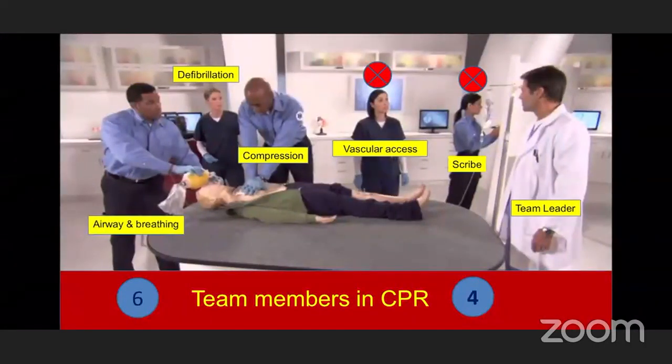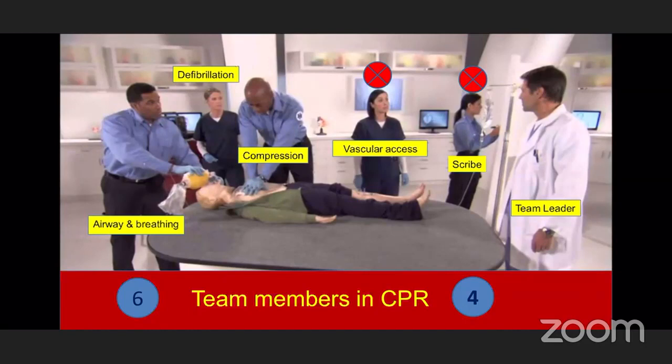So this is one of the pictures which is showing the ideal number of people, the minimum number which we require for effective team dynamics during the CPR. So the ideal number should be at least 6 members, including the team leader, and there is one responsible for airway and breathing, and one is responsible for compression. Another colleague is responsible for compression as well as defibrillation. So they will switch the role, and one is responsible for vascular access as well as for IV medications, and the other one can take the role of documentation.